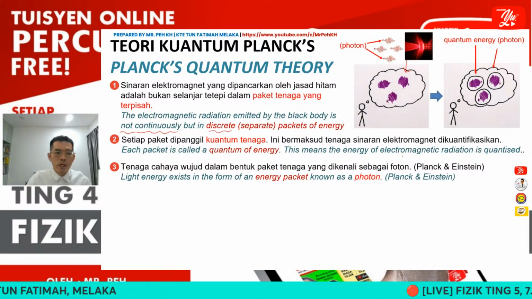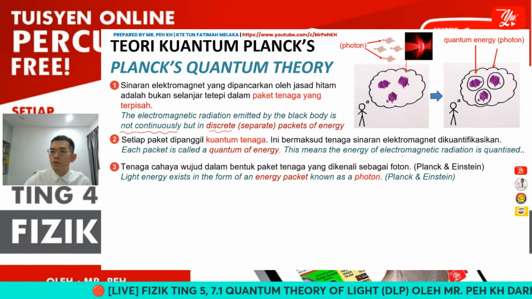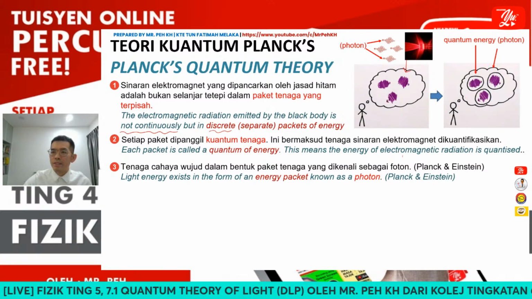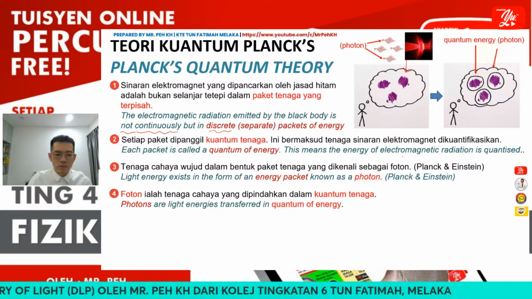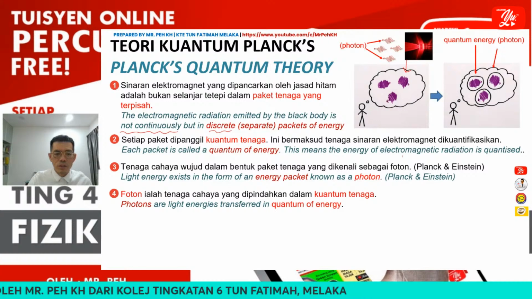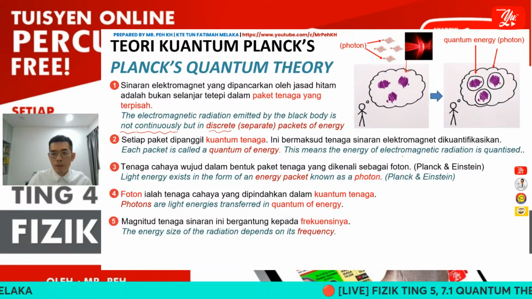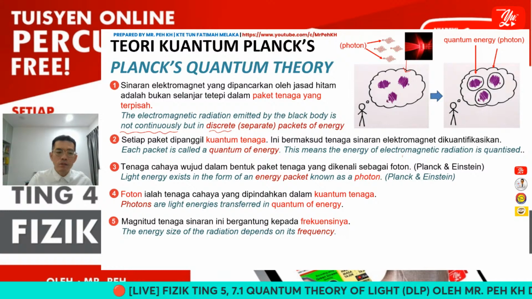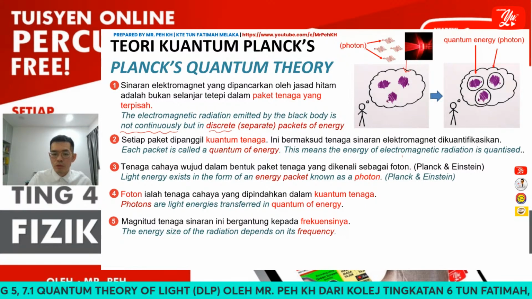Okay, so the light energy exists in the form of the energy packet we know as the photon. So that means the quantum energy can also be known as the photon. So photons are light energy transferred in quanta of energy. So the energy size of radiation depends on its frequency, as explained just now. So the energy radiated depends on the frequency, which is actually directly proportional.